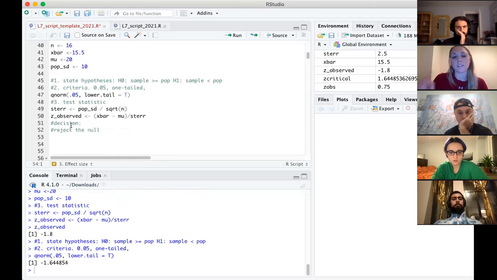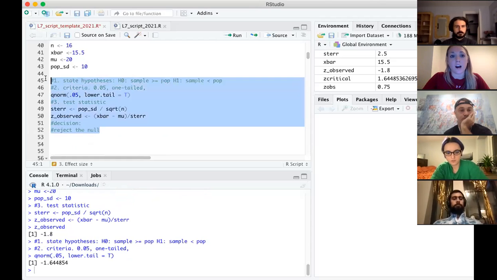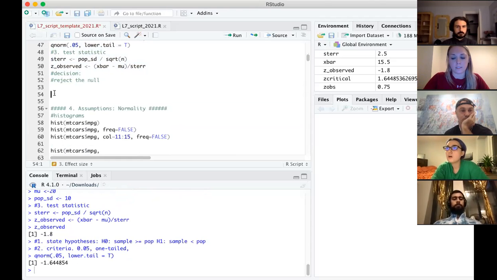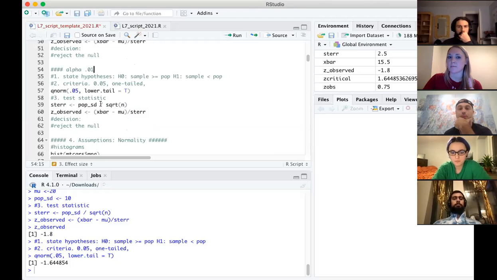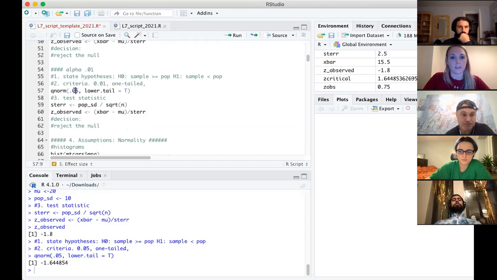So now let's do this one more time, but let's do it at an alpha of 0.01. I'm just going to copy this down here, and I'm going to say alpha 0.01. What is the only thing I need to change? I'm doing the exact same statistical test, except I've changed the criteria. So which step do we need to change? Qnorm? Yep, qnorm. Let's change this to 0.01.